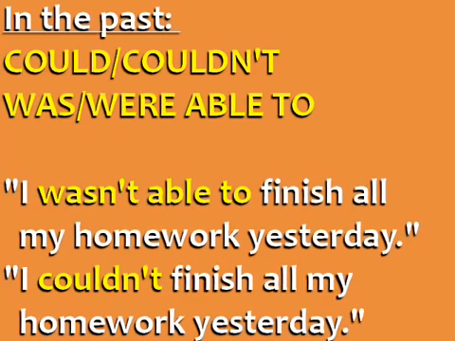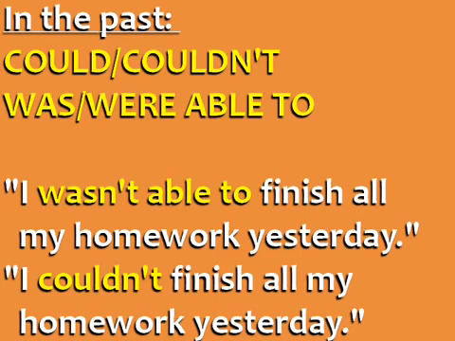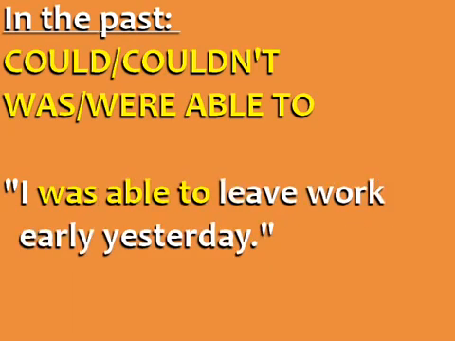The past forms are could and couldn't, and was or were able to, or wasn't or weren't able to. For example, "I wasn't able to finish all my homework yesterday." "I couldn't finish all my homework yesterday." Don't say, "didn't can." That doesn't exist, and it's a common error in English. In the negative form, we can use either one, but in the positive form, we typically use was able to. For example, I was able to leave work early yesterday.